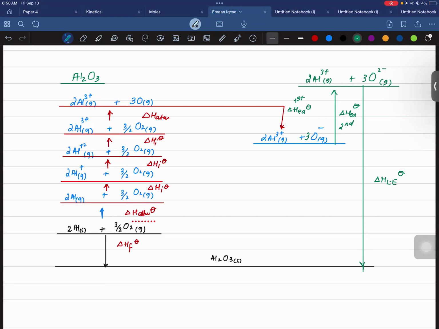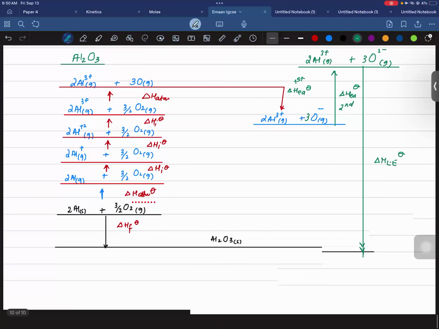Are you getting my point? Yes, is that clear? So the upward arrows are endothermic. Exactly. Faisal, do you understand? Subhan, Sahil, is that okay? Subhan, are you understanding? Good, that's done.